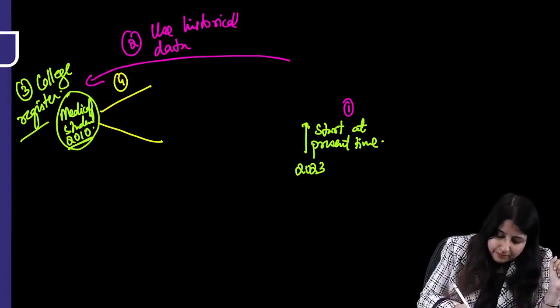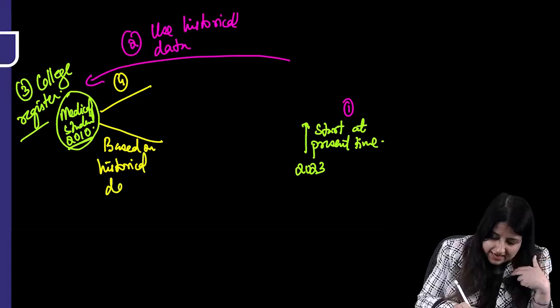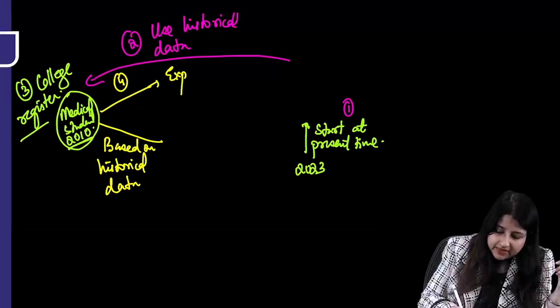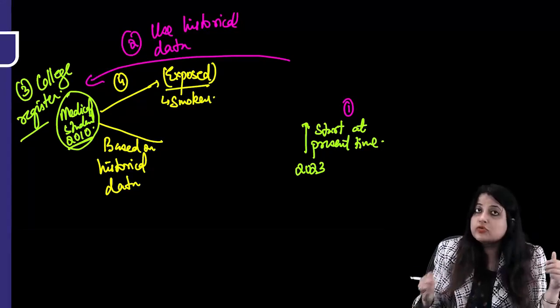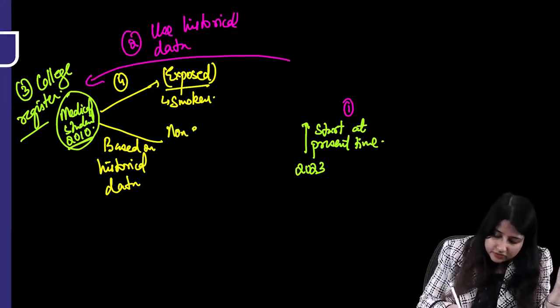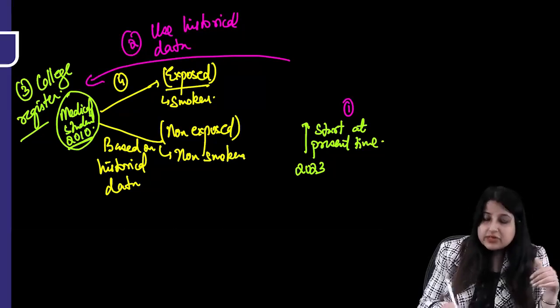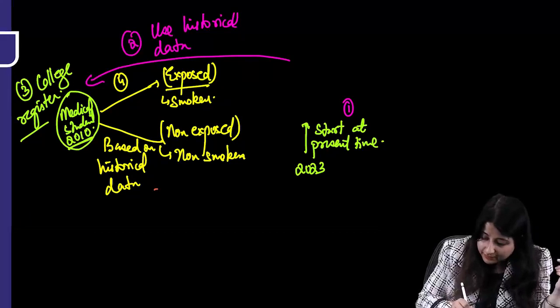step 4? Based on historical data, what did I do? I have divided the cohort into exposed. Maybe in this there was mention about smokers, those who were smoking at the time of college admission, and here this is non-exposed. This non-exposed means they were non-smokers. So the smoking history was already taken in that register. Then what we have done, we have come forward.